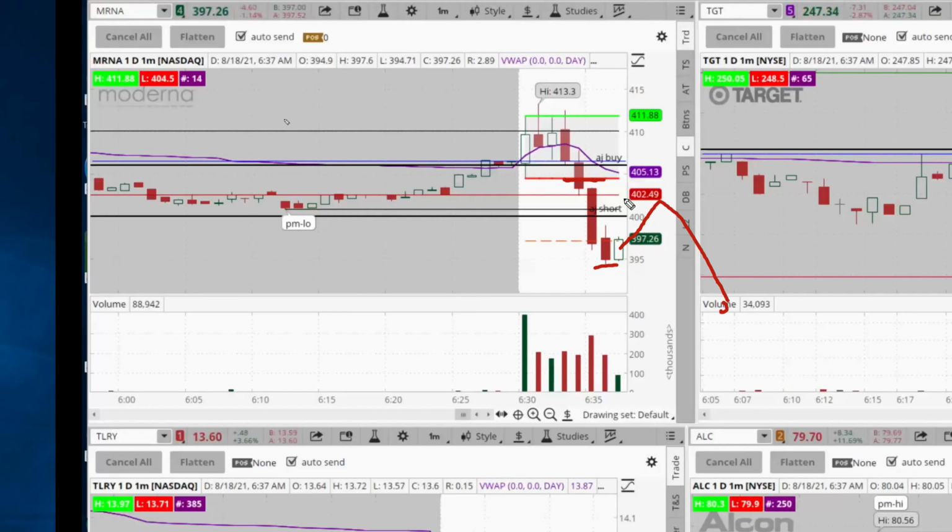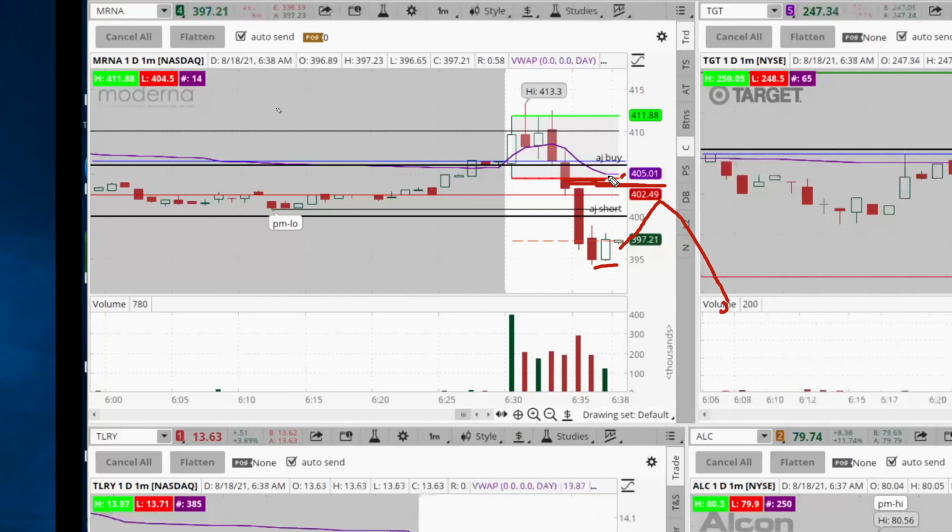Now, you can make your entry point your stop loss. So you are basically risking your profit, but you have to be okay with giving all of your profit back, because this can technically hit the VWAP, right? You can hit the VWAP here and then go back down.